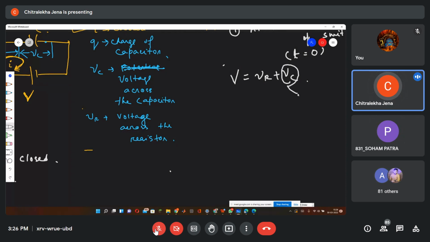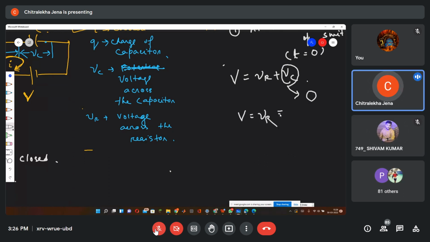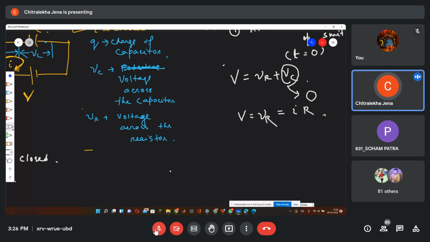VC is equal to 0. So V is equal to VR. VR is equal to how much? Current into R, IR. So this current is equal to how much? Capital V divided by capital R.